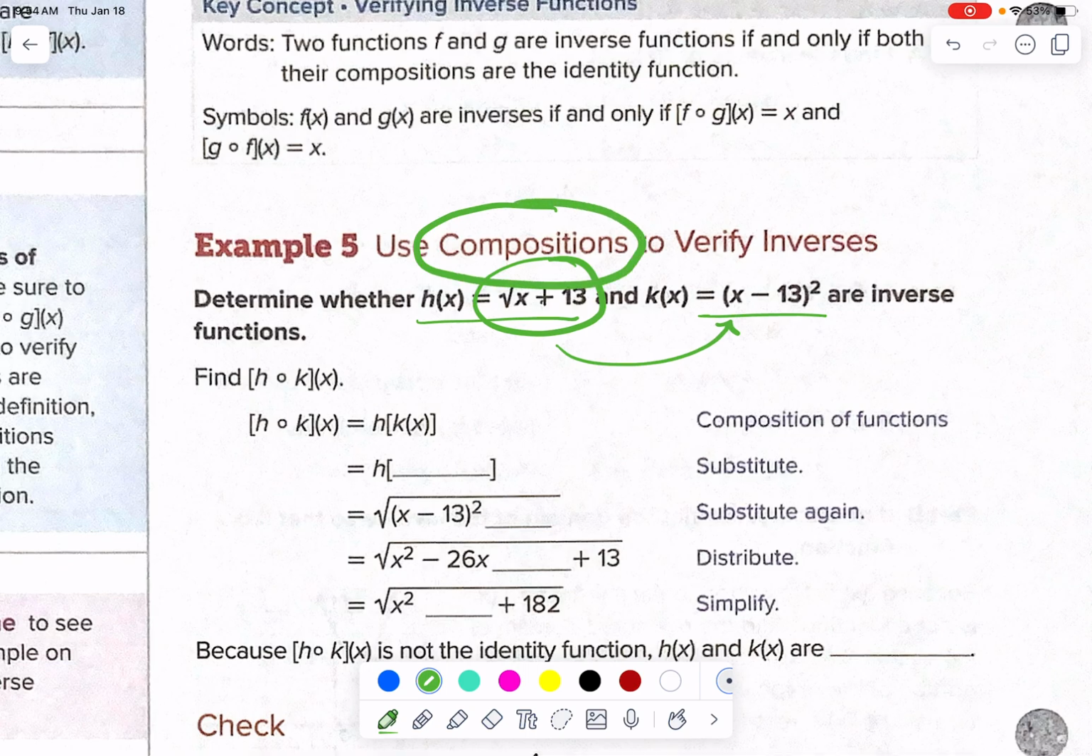Composition means, hold on, we got to help her. Give me a second. She wants to help. Tell me, your sister. Oh, goodness. We're still fighting a little cough.